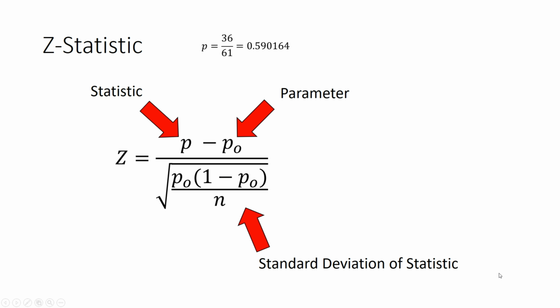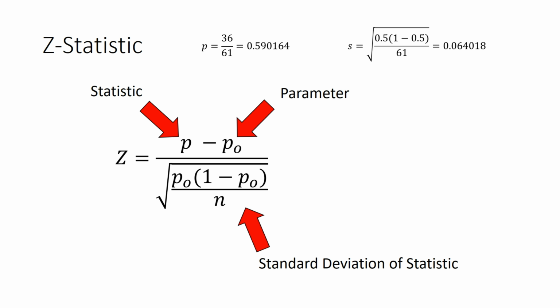The second thing that we need is the standard deviation of the statistic. This is equal to the square root of the hypothesized proportion times 1 minus the hypothesized proportion divided by the sample size. Plugging in our hypothesized proportion of 0.5, we get the square root of 0.5 times 0.5 over 61, which will get us 0.064018.